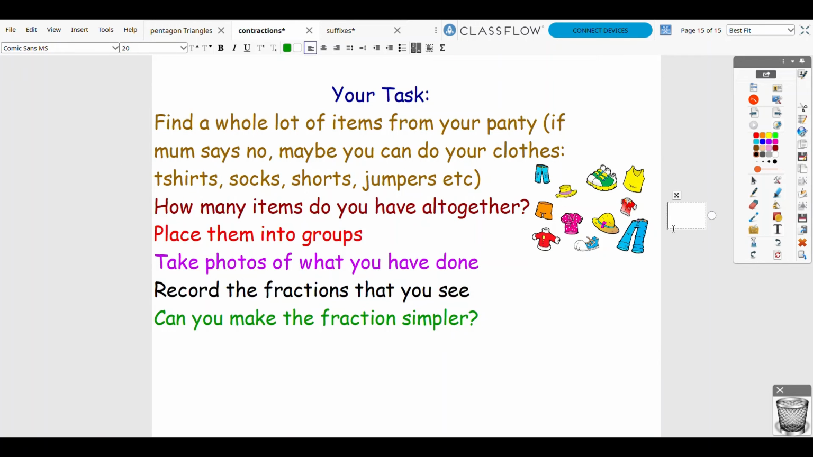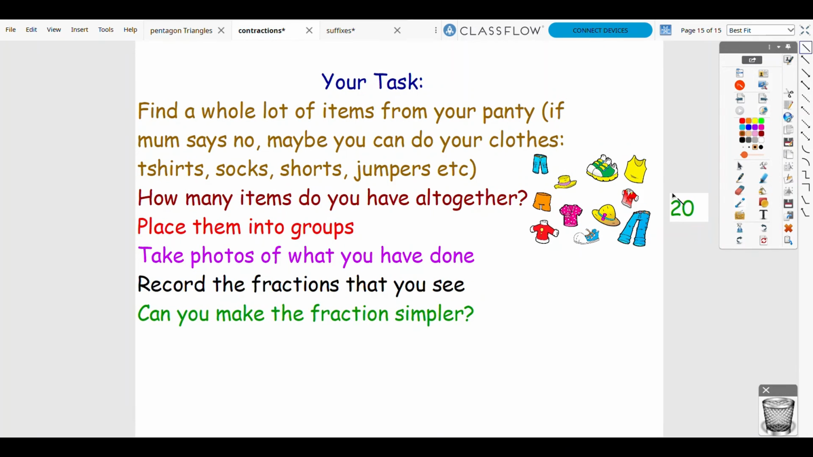Okay, so you've been mesmerized by everything I've been able to share. Now it's your turn. You need to find a whole lot of items from your pantry. If Mum says no, maybe you can do your clothes, t-shirts, socks, shorts, jumpers. Here's my little picture for you. First things first, count how many things you have all together. That's really, really important. I had 20, and you saw that I then made a fraction line. The fraction line went above my 20, didn't it? Place them into groups, exactly like how I've done.